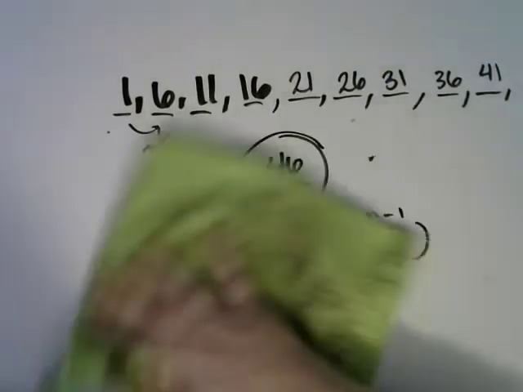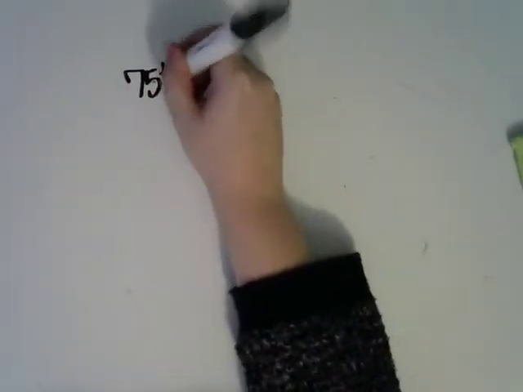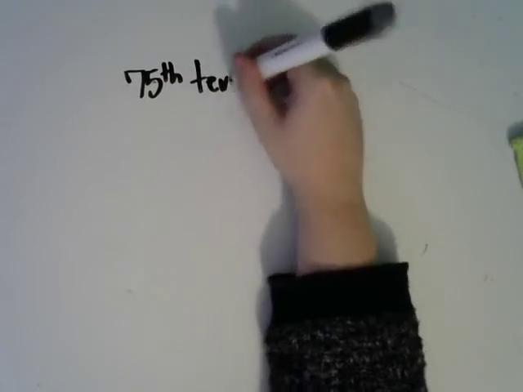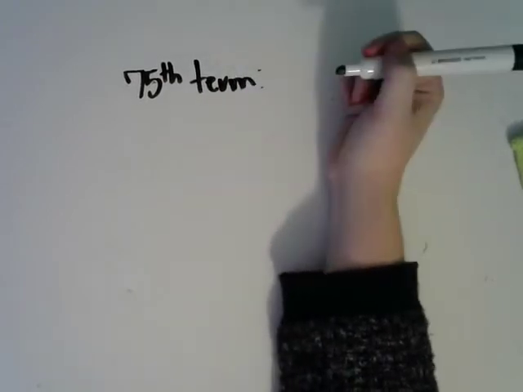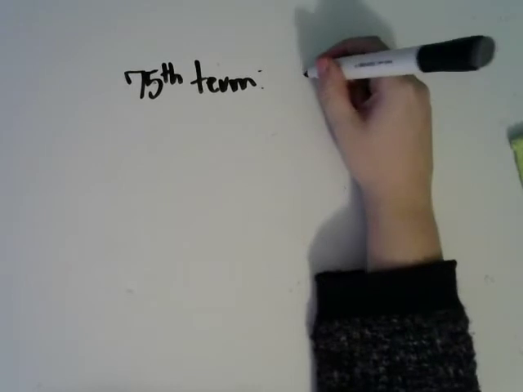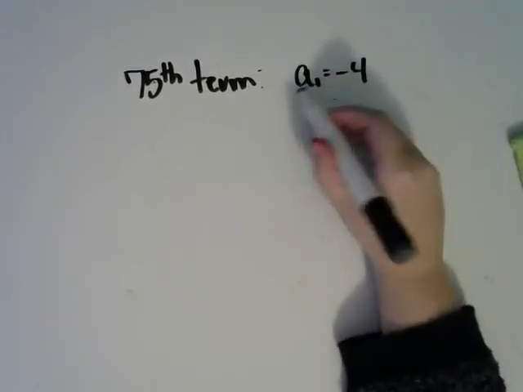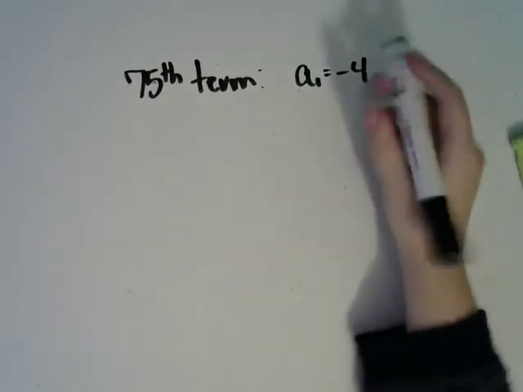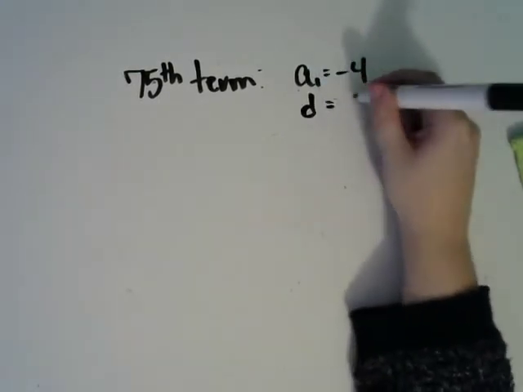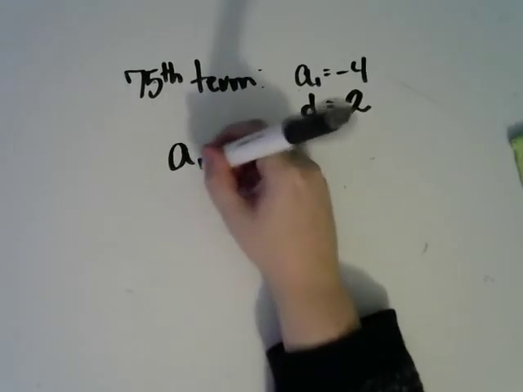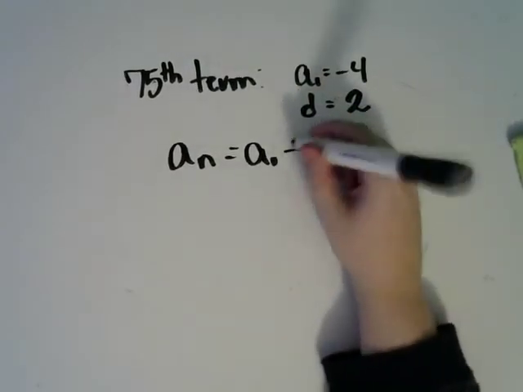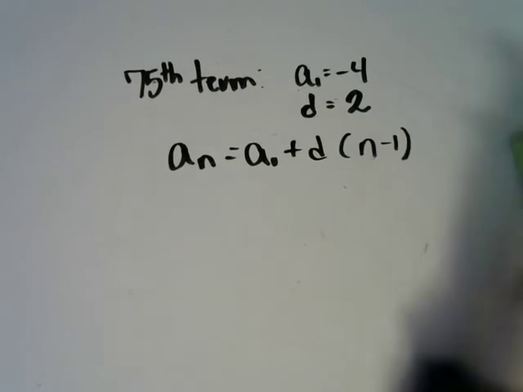Let's repeat this for example 2. In example 2, we're asking to find the 75th term, and that's because I don't want you expanding the sequence. 75 is way too many terms to not use a formula. Now it says the first term is -4, and I like to write it in notation. So I write A1 equals -4. and it says the common difference is 2. Let's plug the values we know into the formula for arithmetic sequences.